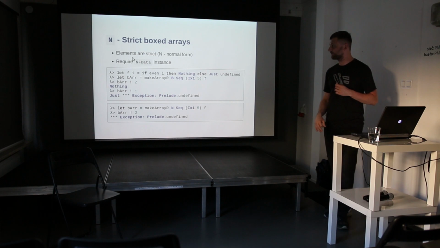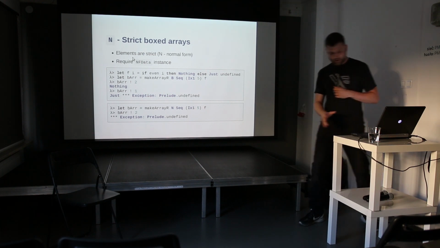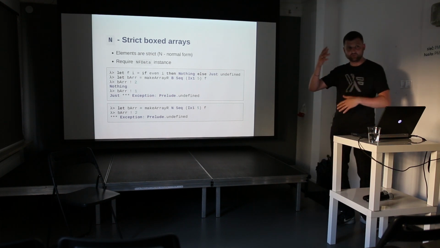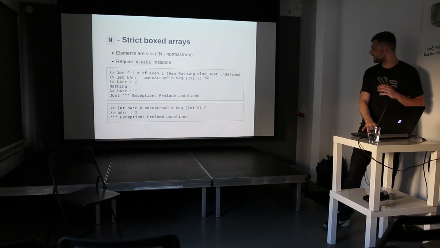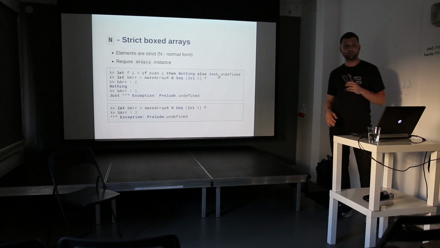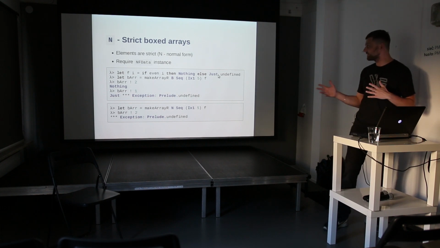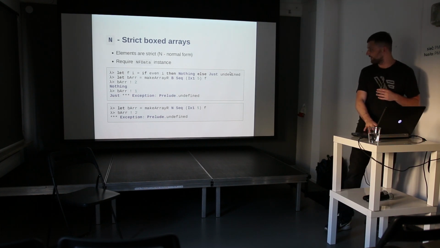Every element is supposed to have this instance, NFData. Here's the demonstration. What's the difference between the boxed and normal form representation? Here's what we had before. If even, nothing, good. But if it's an odd number, we'll have just undefined, which is a bottom. It will throw an error if you try to evaluate it.